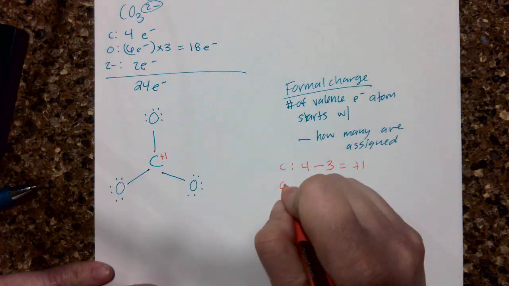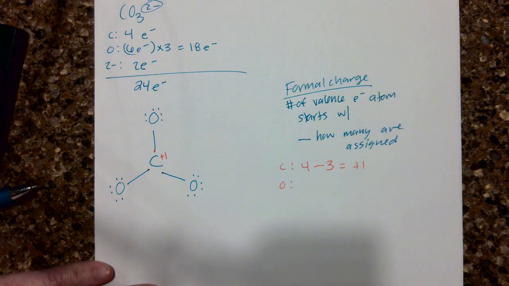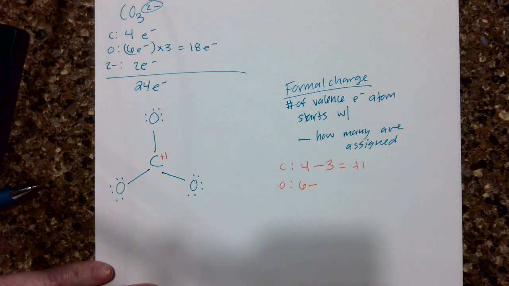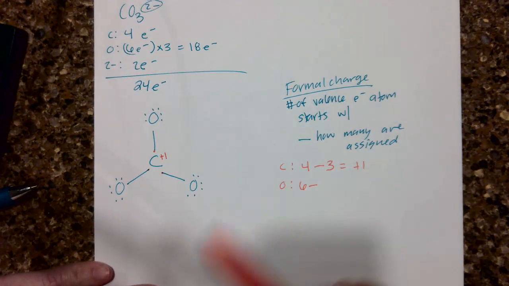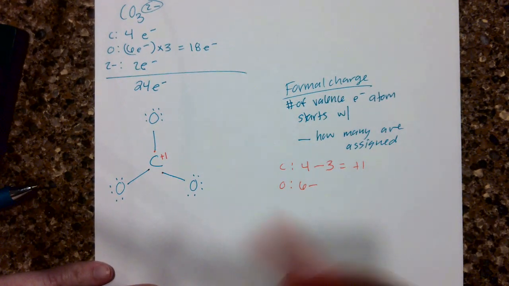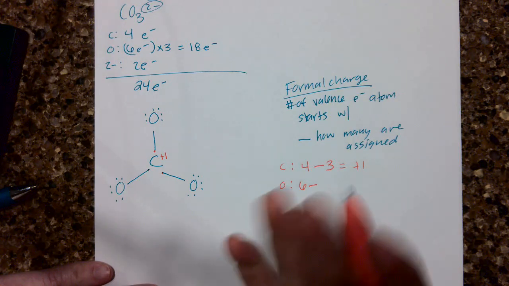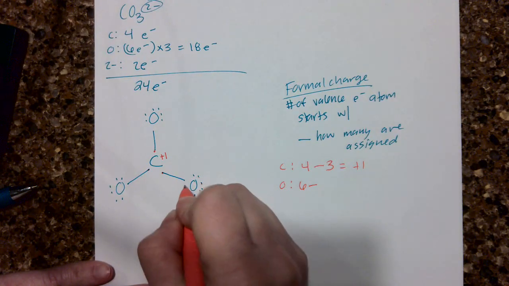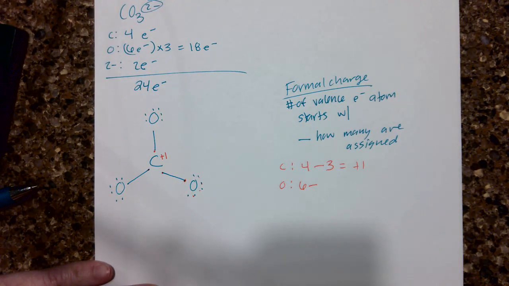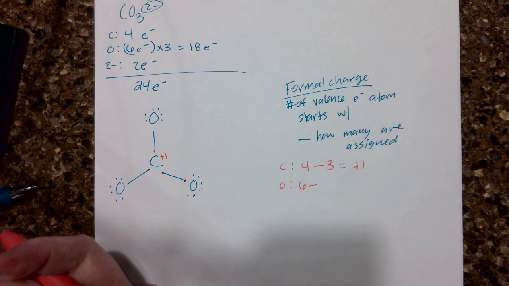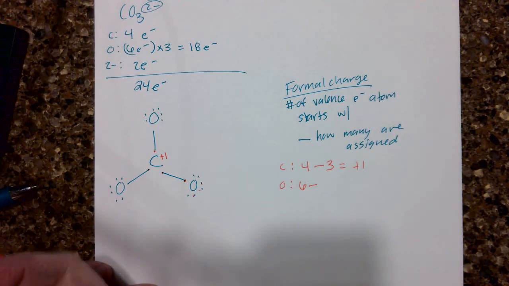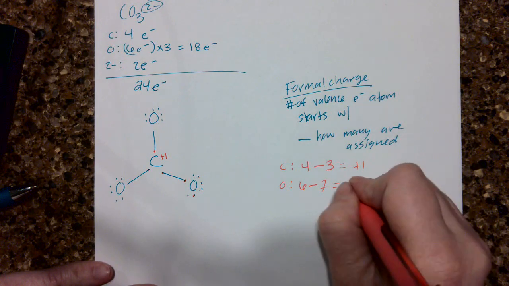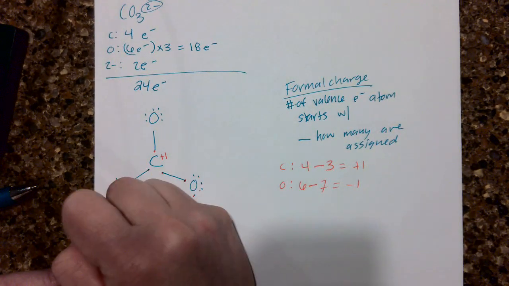If we look at the oxygens now, oxygen starts with 6 valence electrons minus how many we have assigned to it. Every single oxygen I drew here is single bonded. So the way I'm drawing it, each oxygen has, this is how many I'm assigning it here, 1, 2, 3, 4, 5, 6, 7. I'm claiming that oxygen has 7 valence electrons. 6 minus 7 is -1. So each of these oxygens would have a charge of -1.